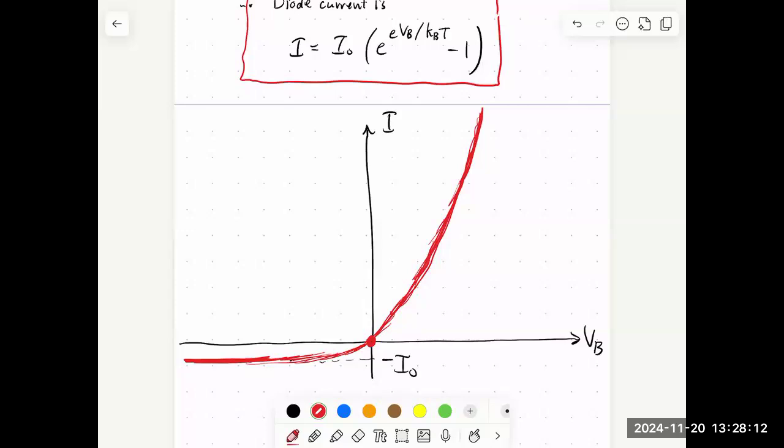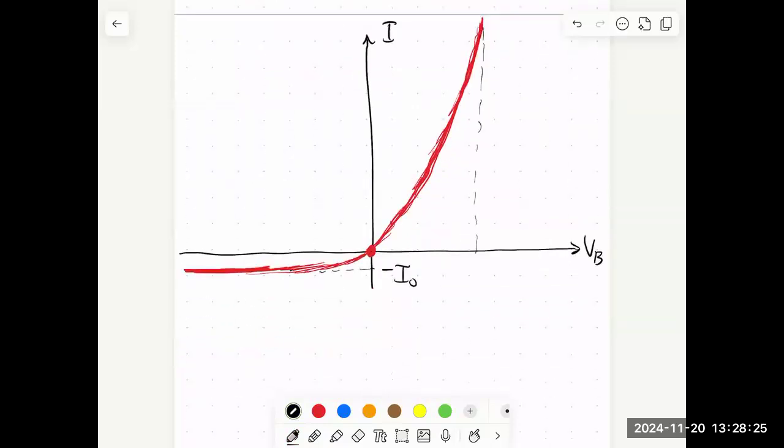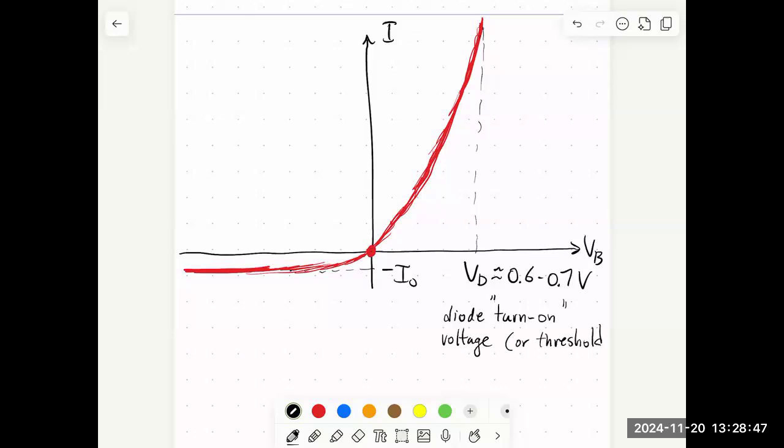The turn-on voltage that we talked about, or we might have called it a threshold voltage, is something like this. So this voltage is something like the diode turn-on voltage. So this is something like VD is around 0.6 to 0.7 volts is the diode turn on voltage, or to use the language that we previously used, the threshold voltage.